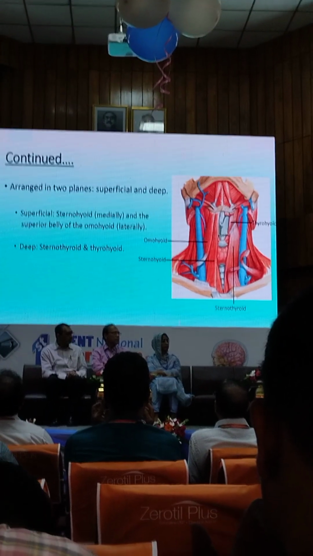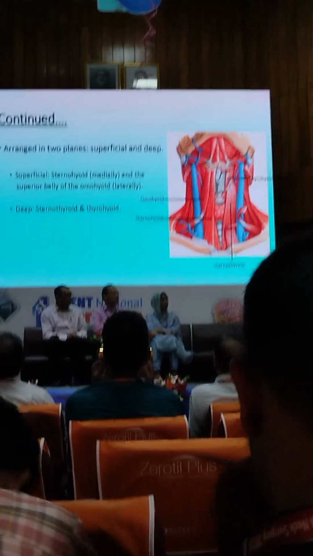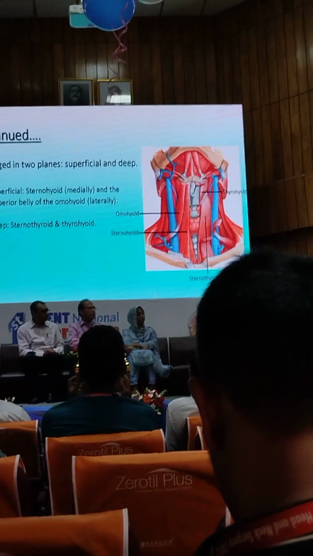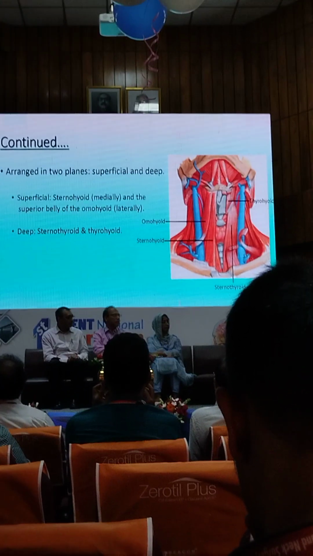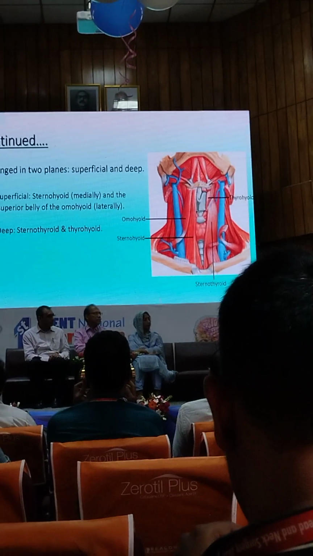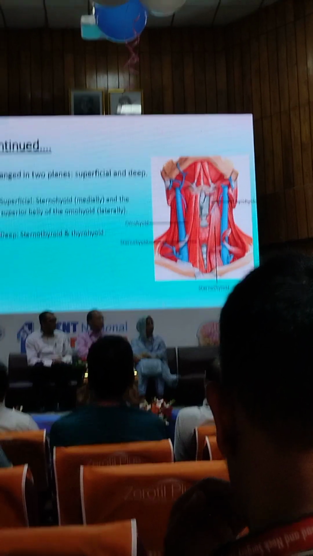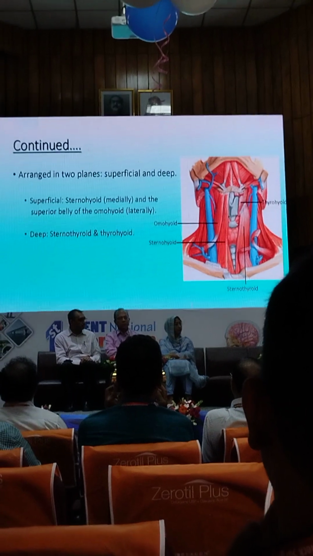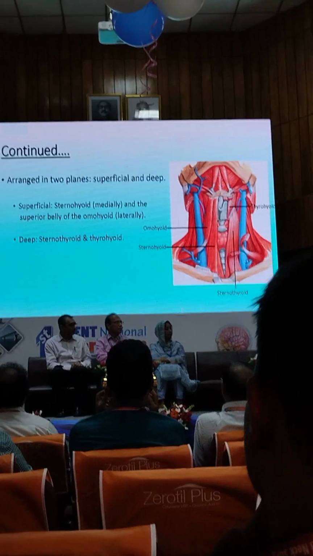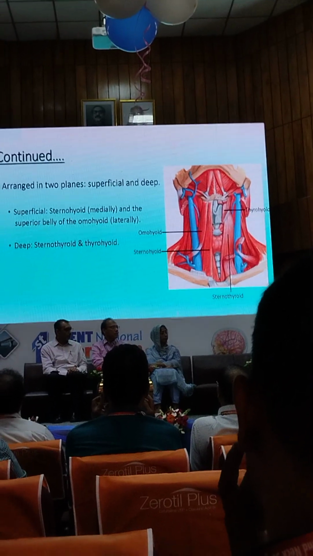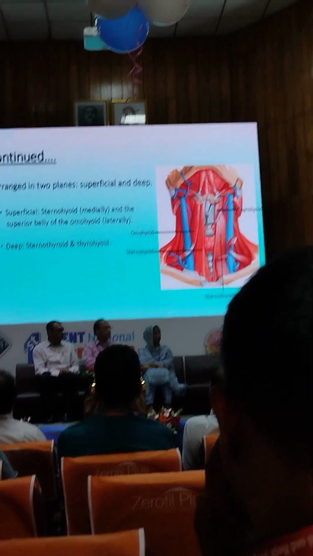Now the strap muscles of the neck. These are again arranged in two planes, superficial and deep. In the superficial plane there are the sternohyoid and the superior belly of omohyoid, and deep are the sternothyroid and thyrohyoid.